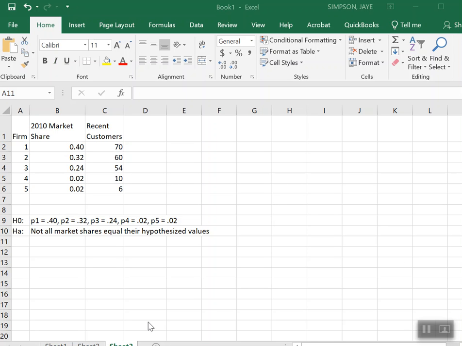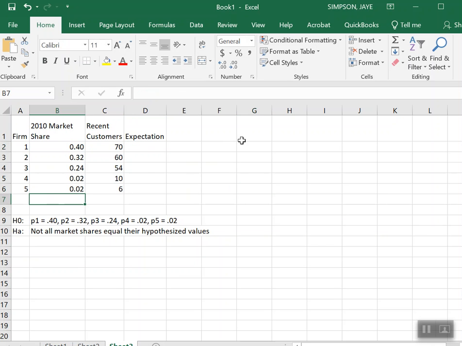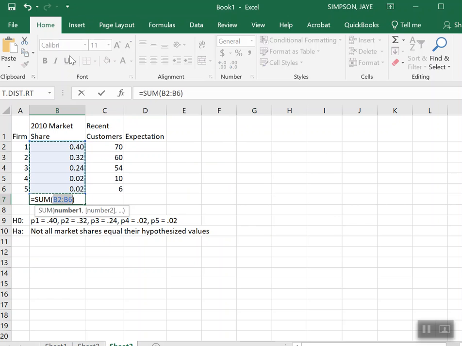Now, we don't have a workbook for Chapter 11, but I went ahead and entered the data. So this is the data that we have, and I've entered the original null hypothesis and alternative hypothesis here. So first of all, let's go through and calculate our expectation. So I'm going to do that here in column D. So my expectation is going to be the market share. Oh, actually, before we do that, I want to back up a minute. Let's first make sure that our market shares all add up to 1, which they do.